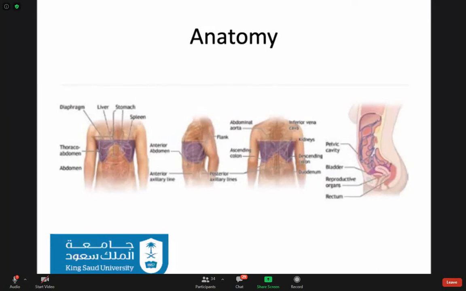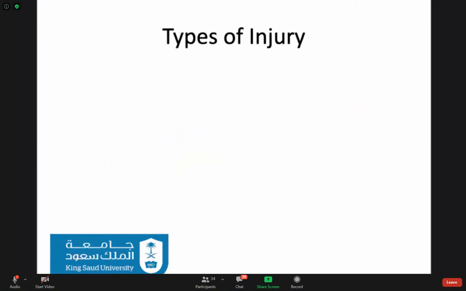Okay, bismillah. Types of injuries. So what are some of the types of injuries that we have with the abdominal and or pelvic trauma? Blunt, penetrating, and blast injuries. These injuries can happen with any of the organ systems, but because the abdomen is a large area and harbors a lot of important organs, we'll talk about them in a little bit more detail here.